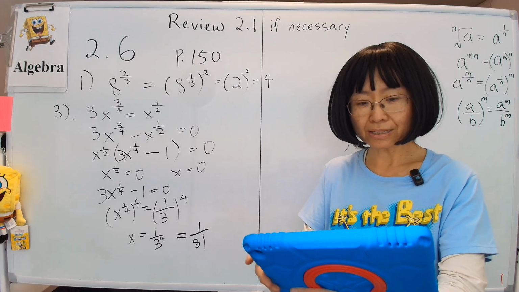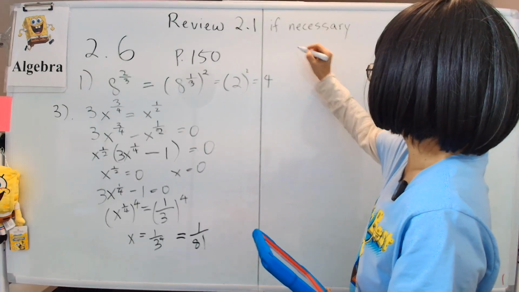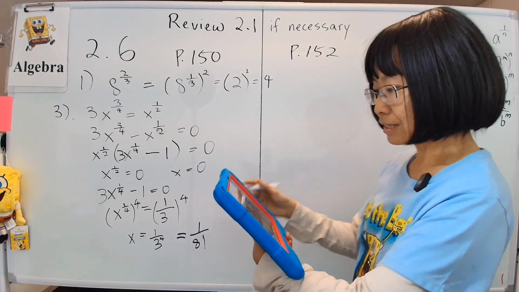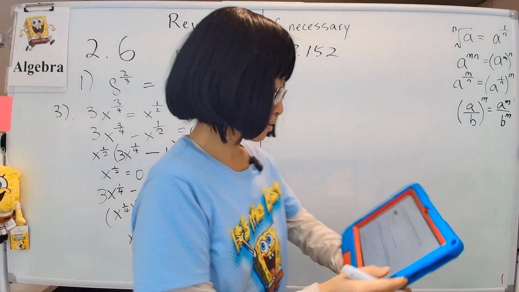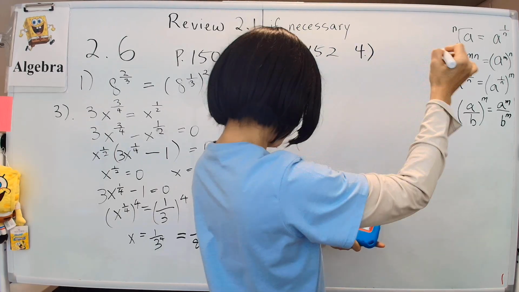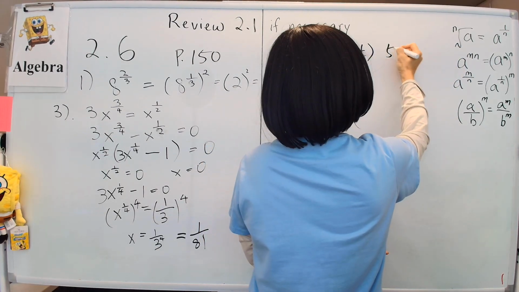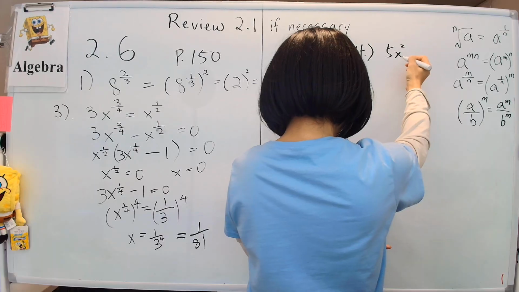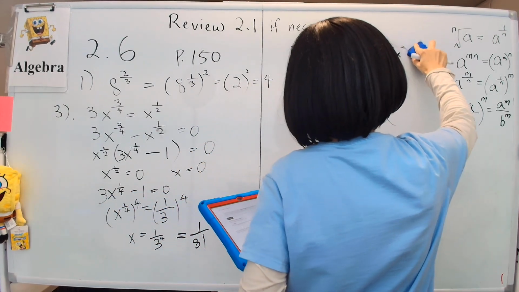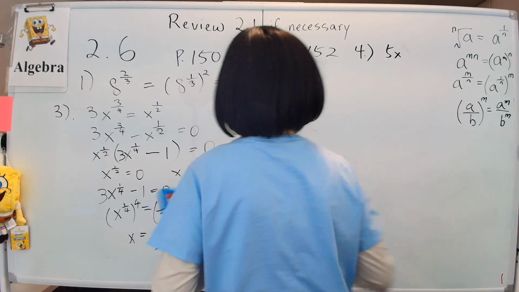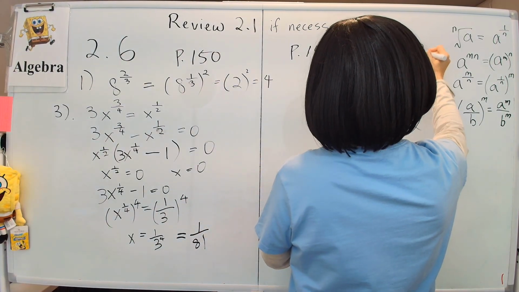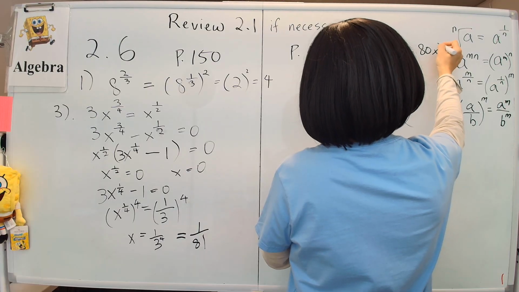Now let's look at the next page. We are now on page 152. And then let's look at example 4. We have 5x to the power 4 equal to 80x squared.